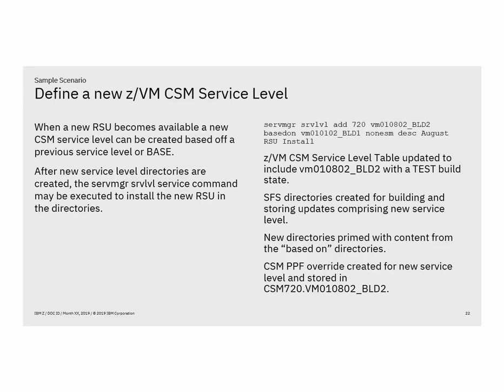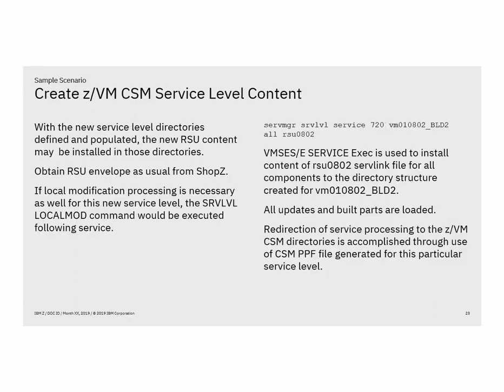Again, it's a non-ESM system and service level. So this is the August RSU install. This will create under CSM 720 this new set of directories under VM 010802 build 2. It'll copy the 130 directories from the based-on service level over to this new high level qualifier. So now I'm ready to install the service.